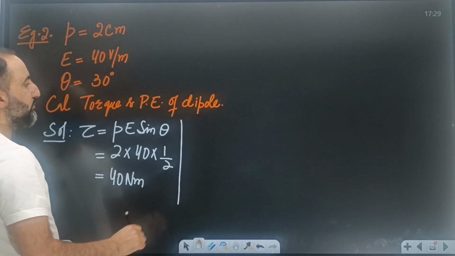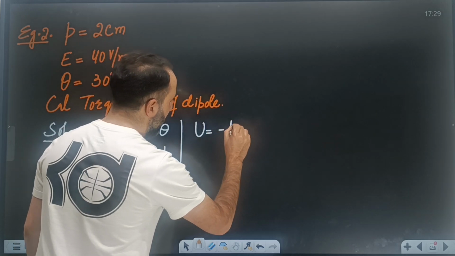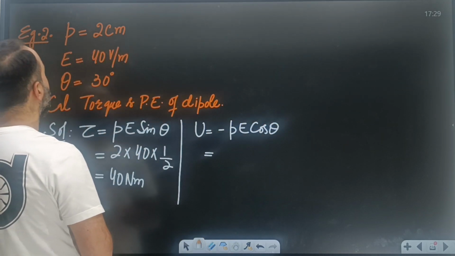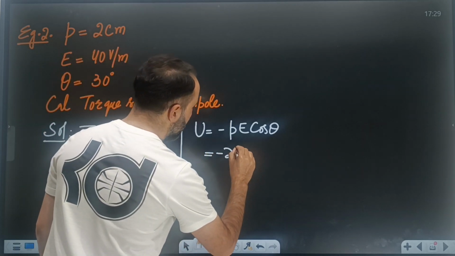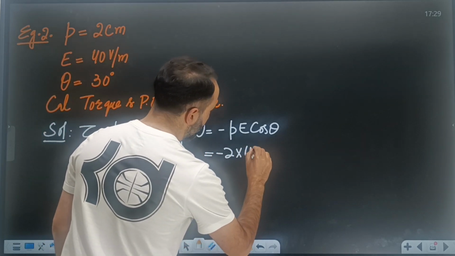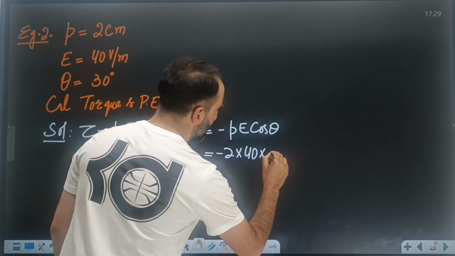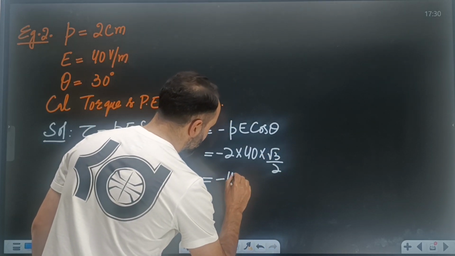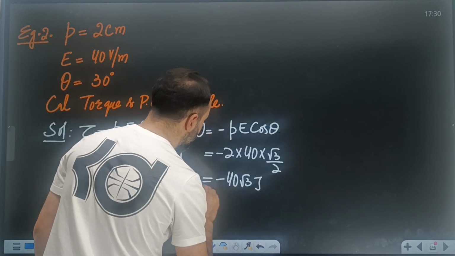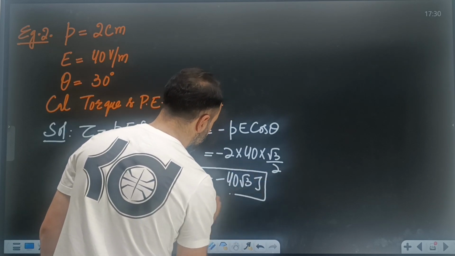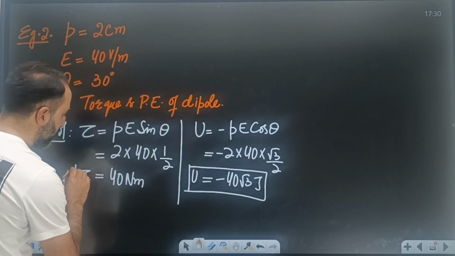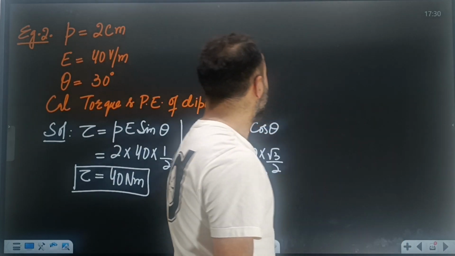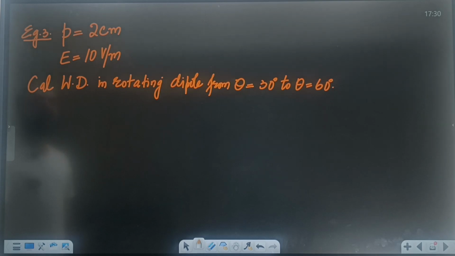All right. Then the potential energy किसके बराबर होता है? Minus P into E cos theta. Let me write down here dipole moment. What's that? That is 2. What about electric field? क्या वैल्यू है इसका? 40 into cos 30. Cos 30 is equal to root 3 divided by 2. 2 and 2 disappears, so that it is minus 40 under root 3 joule. This is the potential energy of the dipole, and this is the torque acting on the dipole. Easy question था बेटा. Okay, so another question is like this.